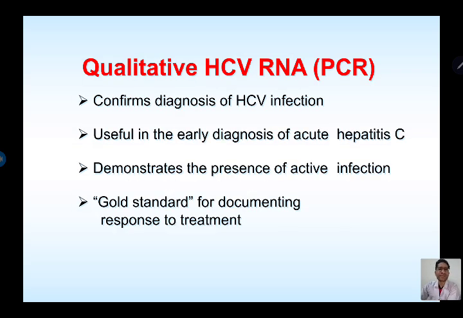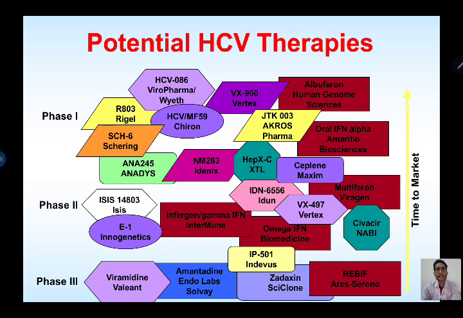Qualitative hepatitis C virus RNA confirms the diagnosis of hepatitis C virus infection. Useful in the early diagnosis of acute hepatitis C. Demonstrates the presence of active infection. The gold standard for documenting response to treatment. The potential hepatitis C therapies are in phase 1, phase 2 and phase 3.